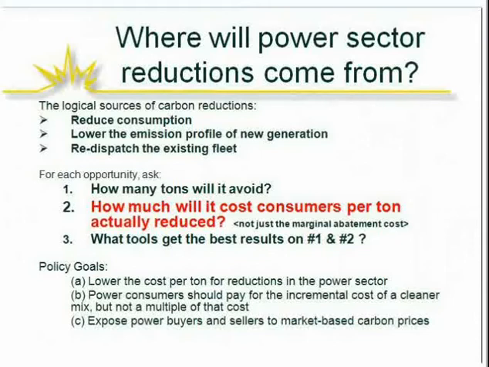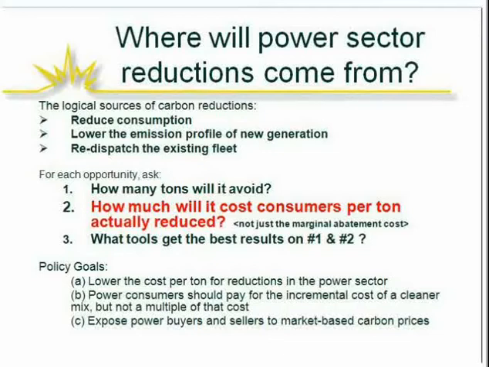Secondly, we could lower the emission profile of new generation. That is, what's going to get built tomorrow, what's going to get built next year, what's going to get built 5 years from now. How do we design a mechanism that's going to inherently force either generators, investors, or the buyers of power, or all three, to decide they're going to build cleaner rather than not cleaner new sources?